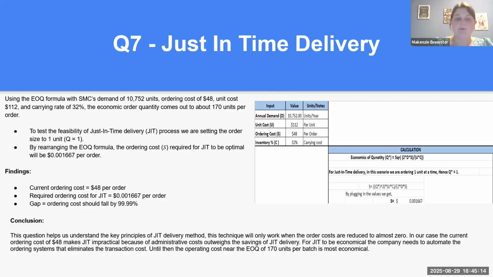in order to determine the overall just-in-time ordering cost. The question helps us determine the key principles of the just-in-time method. And in our case, the current ordering cost of $48 makes the just-in-time process impractical because the administration cost outweighs the savings of just-in-time delivery.